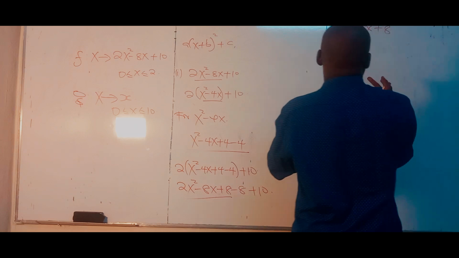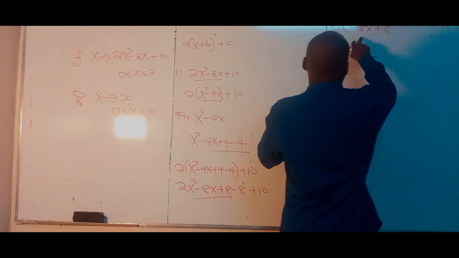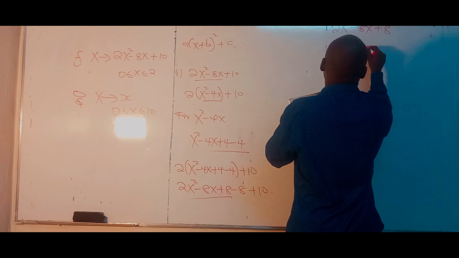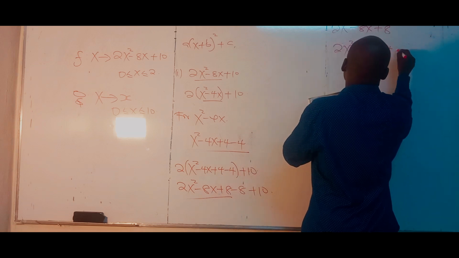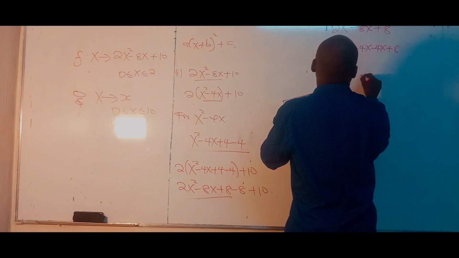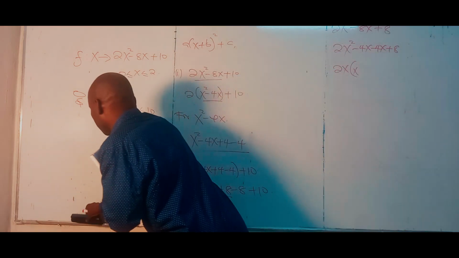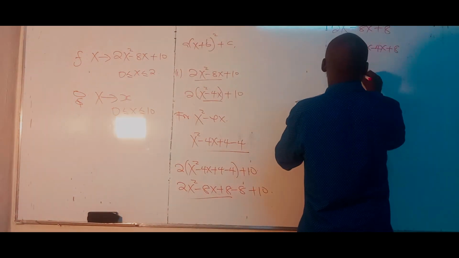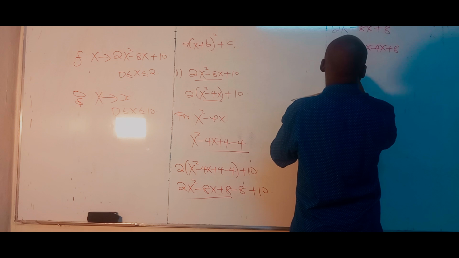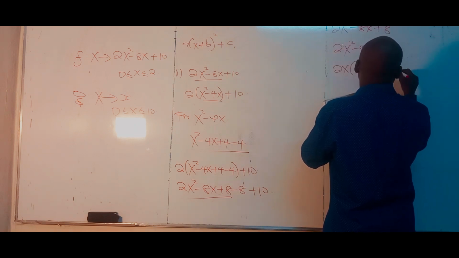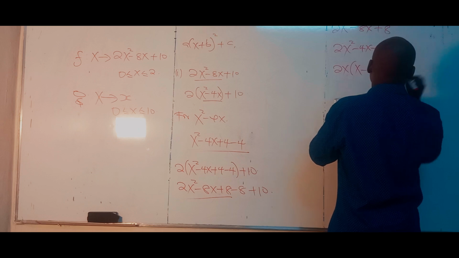I'm actually looking for two values whose product is 16 and sum is -8. That's -4, -4. So I'll be having 2x squared minus 4x plus 8, like that. So I can come here and say 2x to be outside, then I'll be having x inside here minus 2, then you have minus 4 to x minus 2, like that.